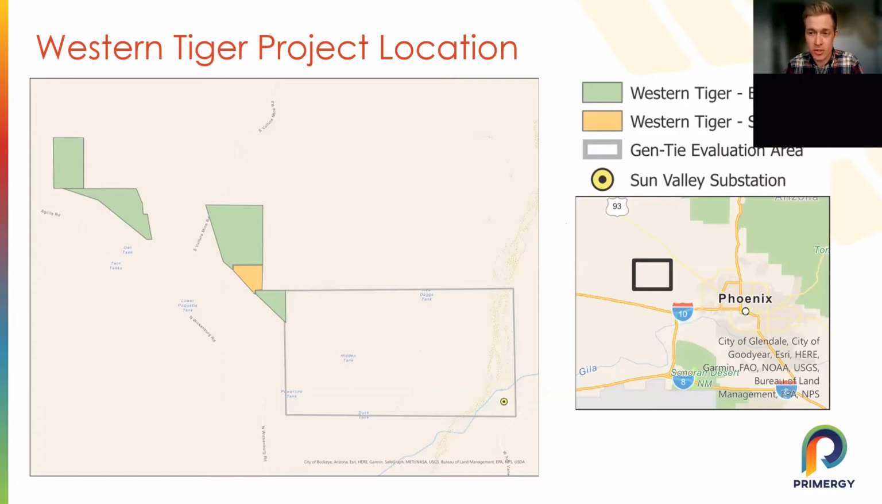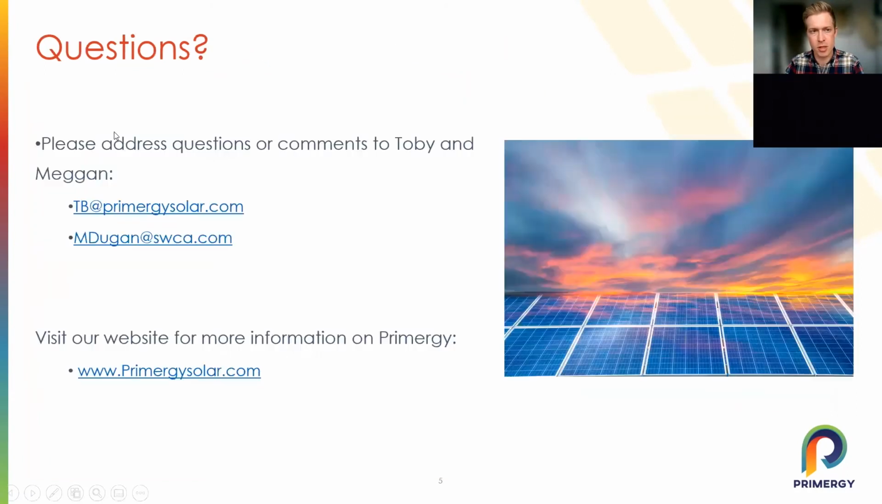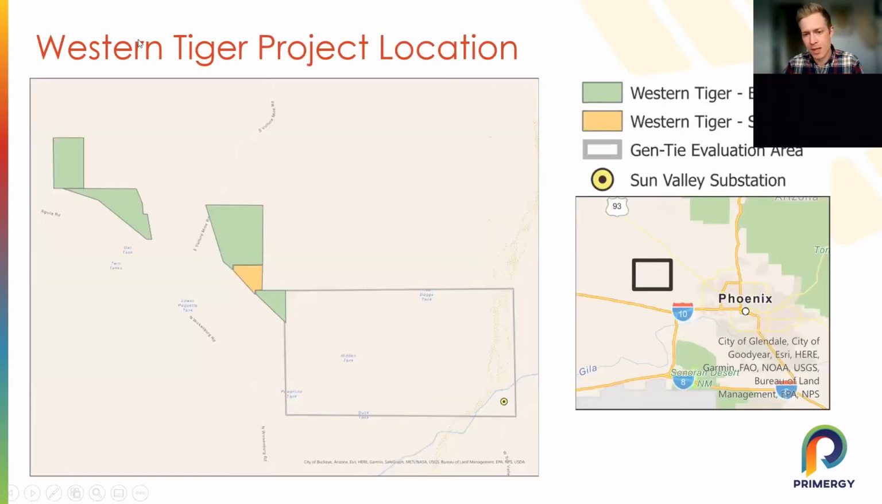This is mostly private ownership in this area, and so that exact routing will need to be determined based on coordination with the private landowners. There are existing transmission lines through here. It will likely be least impactful to simply follow and parallel the existing transmission lines. And our point of interconnection is at the existing APS Sun Valley substation down here near the Hassayampa pumping plant. This is an area of the APS system that I believe they are pretty interested in taking renewable energy at, and it's well positioned to serve load in the greater Phoenix area.